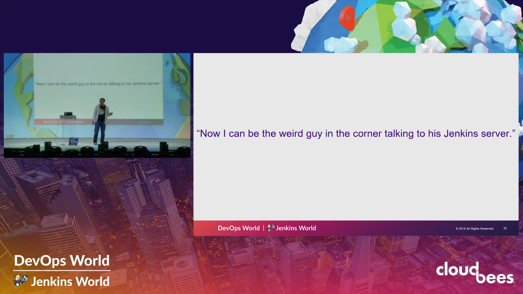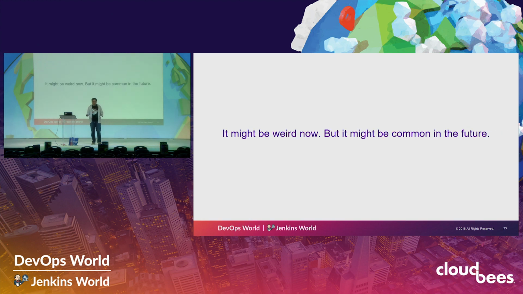And this is exactly what my colleague said when I told him, hey, I built this thing that you can talk to Jenkins through voice. And he said, now I can be the weird guy in the corner talking to his Jenkins server. So everyone was laughing a bit. But I laughed too, but I thought it might be weird for now, but maybe it's going to be common in the future. Maybe the way we interact with machines will actually change. But yeah, I don't know, maybe.